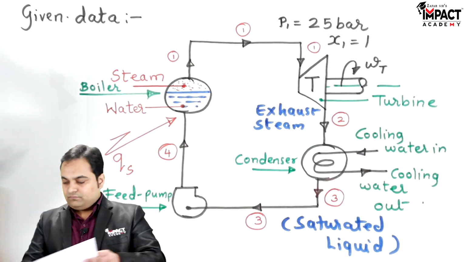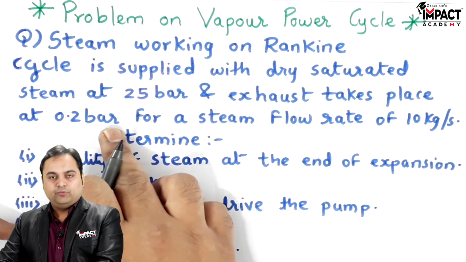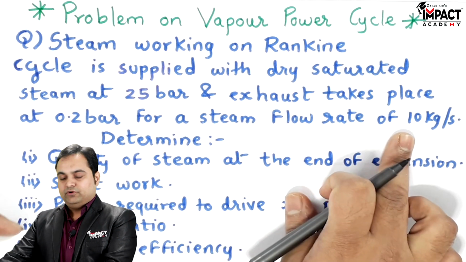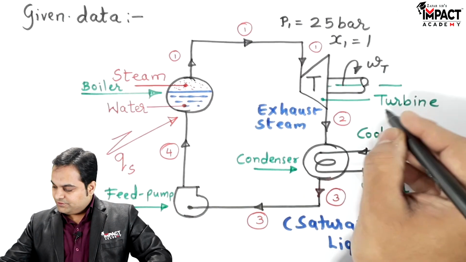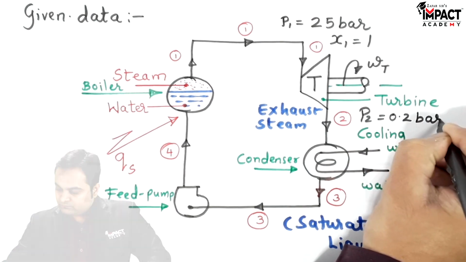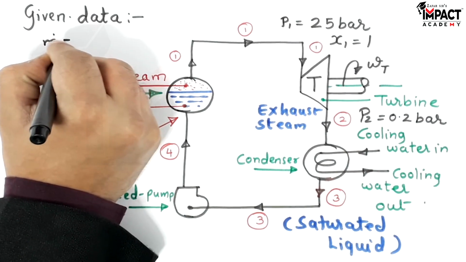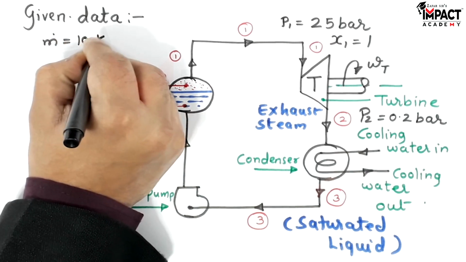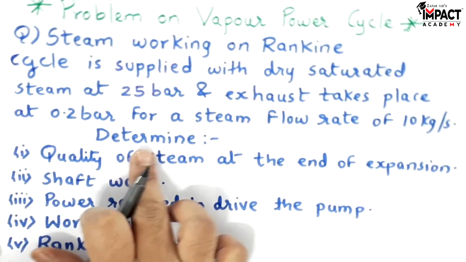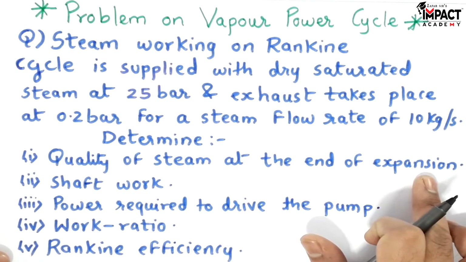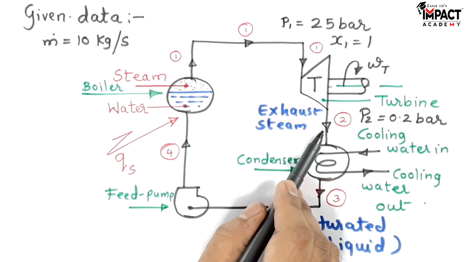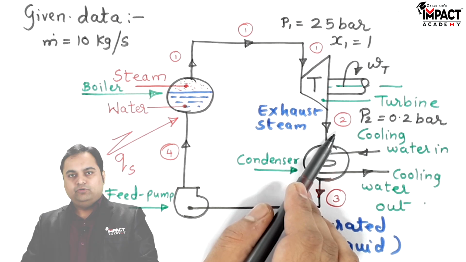Next, the exhaust takes place at 0.2 bar for a steam flow rate of 10 kg per second. Exhaust pressure is given and mass flow rate of steam is given. Exhaust pressure P2 is 0.2 bar, and the mass flow rate of steam, which is m dot, is given by 10 kg per second. Then the question is, we have to find out the quality of steam at the end of expansion from the turbine.